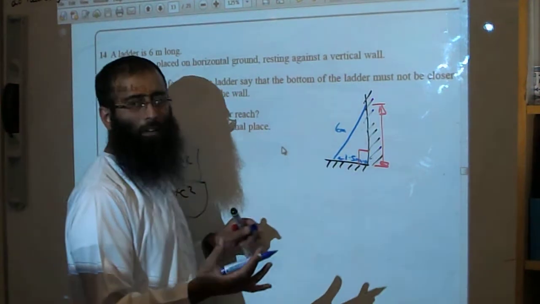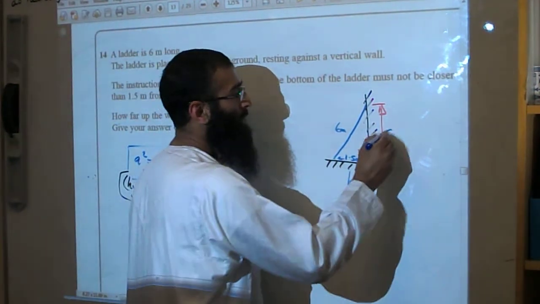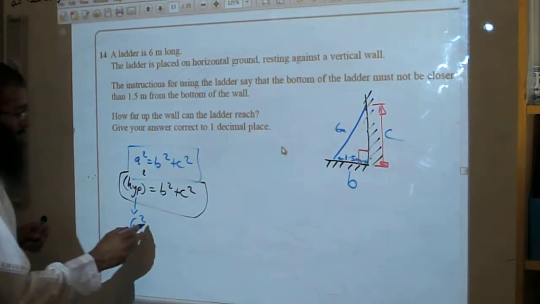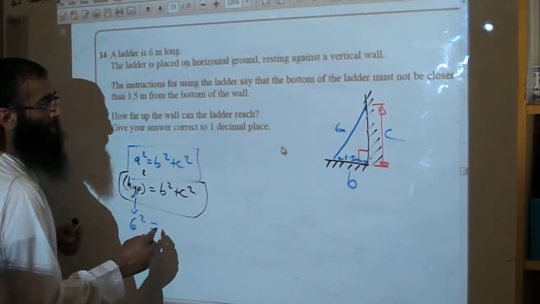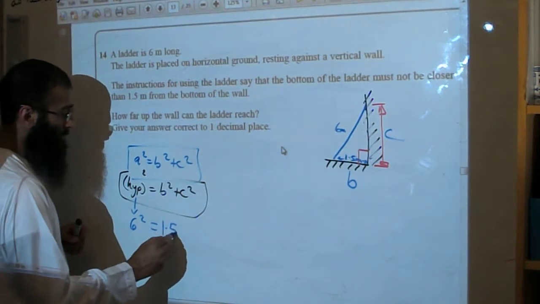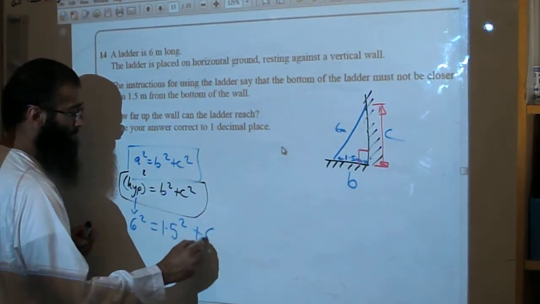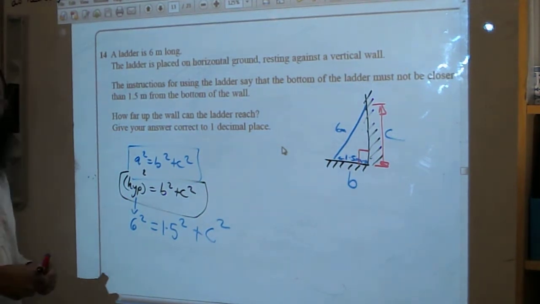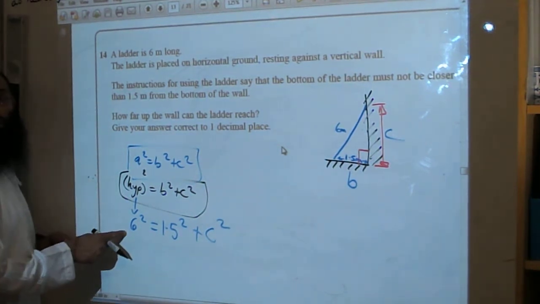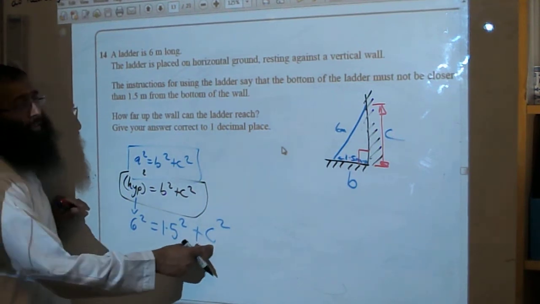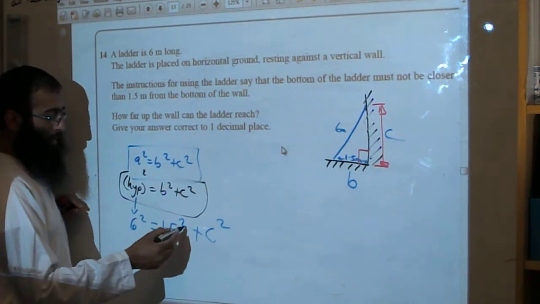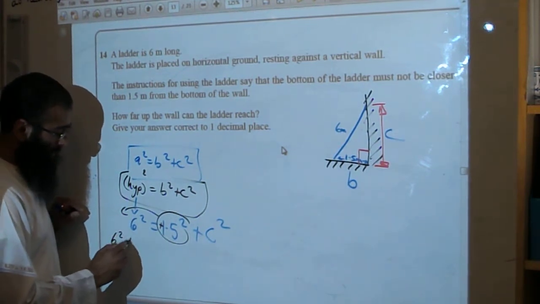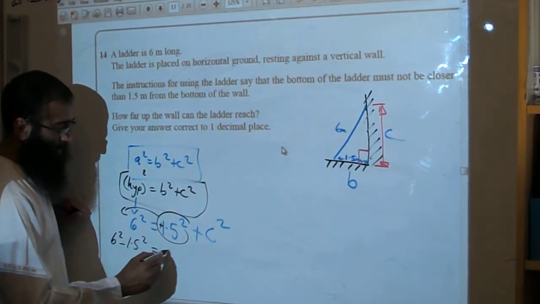Now b and c, I can arbitrarily label. I'll call that b and call that c. It doesn't matter which way you label them. So 6 squared is equal to b squared plus c squared. Now we've got to work out the value of c, which is the height. So the opposite of adding 1.5 squared is subtracting. So 6 squared minus 1.5 squared is equal to c squared.